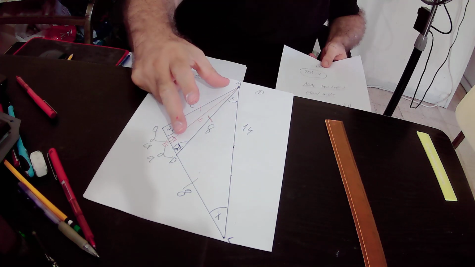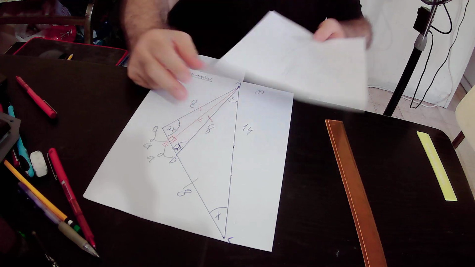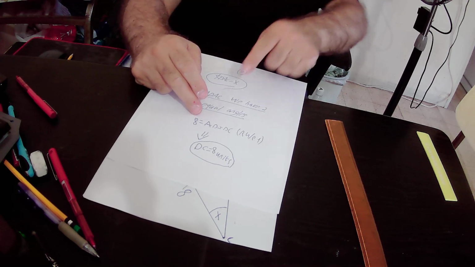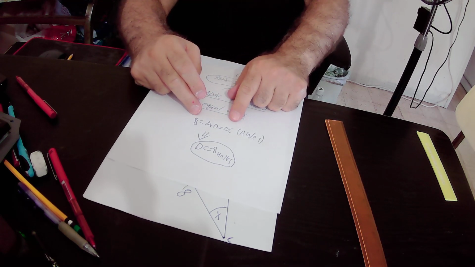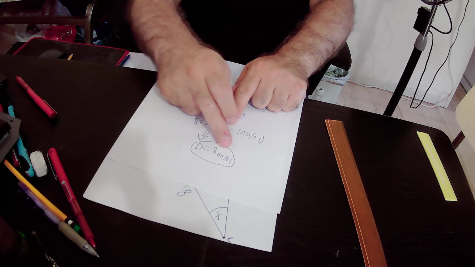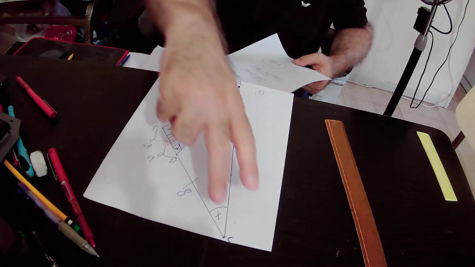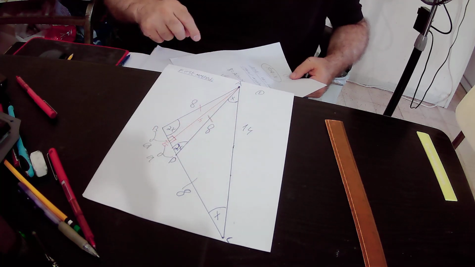But we know that AD equals 8 units. We have already found out that AD equals 8 units. So from this equality we can deduce that DC also equals 8 units. Okay, so here DC equals 8 units.